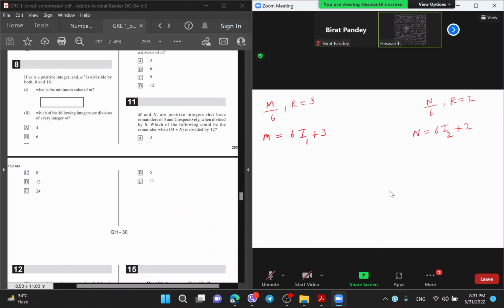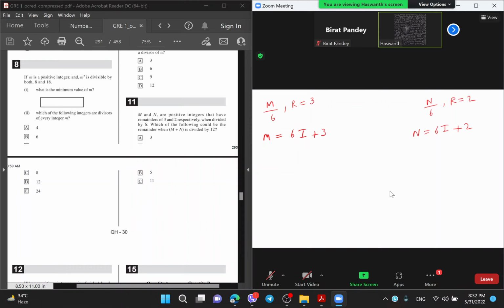Because if you are getting the answer as 5, that means you are using the same I here and I there. When we add, you are saying 6i plus i, which is 12i, 12 into some integer plus 5. That's wrong. That's conceptually wrong. Because what is this i here? Some representation which we are using to denote integers.